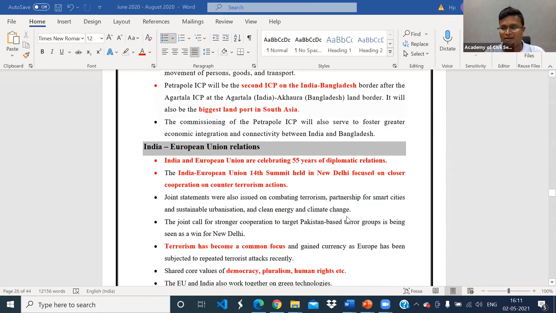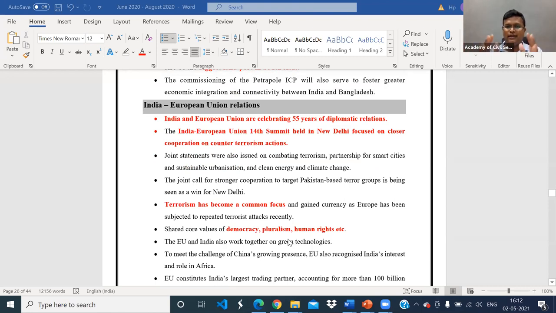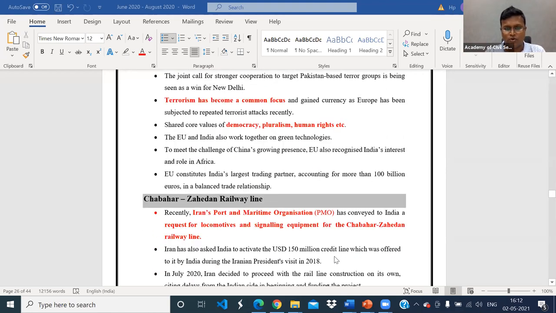Next one, India-European Union relations. After India started the relationship with the European Union, 55 years of diplomatic relations have passed. The 14th summit between India and the EU was held in 2018, and the 15th summit was held in 2020. We will discuss the 15th summit later. In the 14th summit, we made a motto of counter-terrorism, that is, how India and the European Union together can fight terrorism. Our major aim is the security of India and the European Union countries.